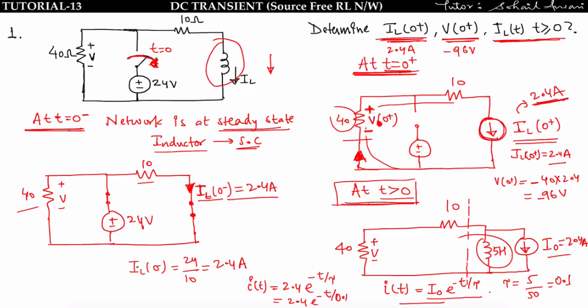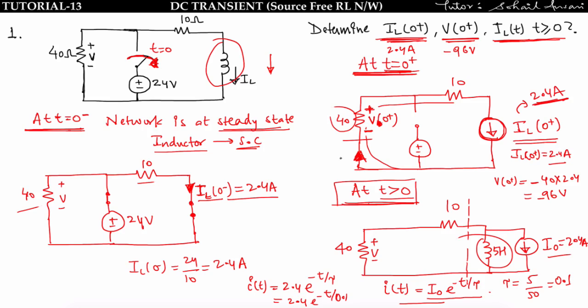Got it? In this way we will solve any kind of RL circuit by drawing the circuit in three cases: at t equal to 0 minus, at t equal to 0 plus, and at t greater than 0. We will make all these circuits. After that, whatever we have to find, we will go to that circuit and we will find it easily.